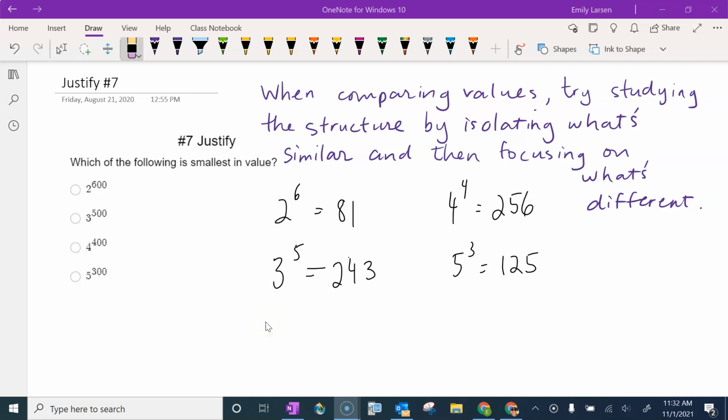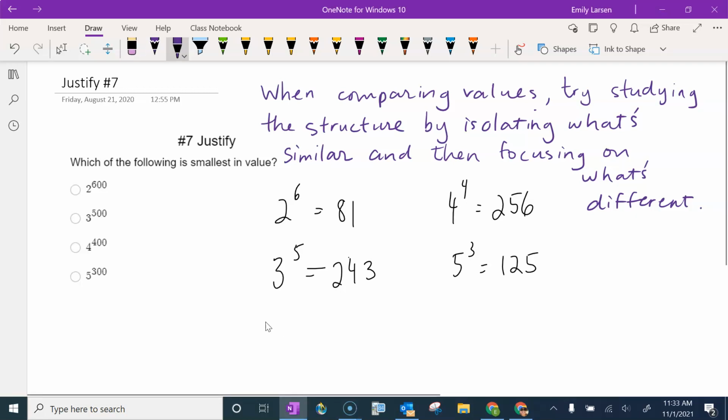Okay, let's take a look at Justify number 7. Which of the following is the smallest value? Sometimes it's a really good idea, when you're comparing values for the smallest or largest, or anything else that requires you to compare expressions, to try studying the structure by isolating what's similar and then focusing on what's different. So notice that all of these exponents are divisible by 100.